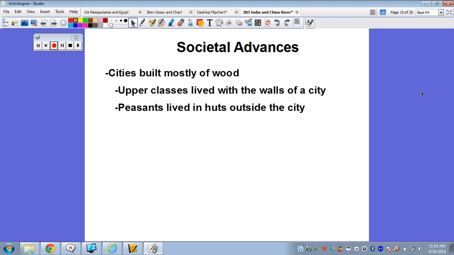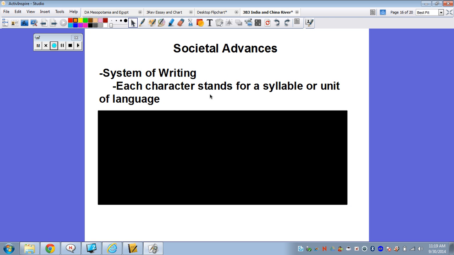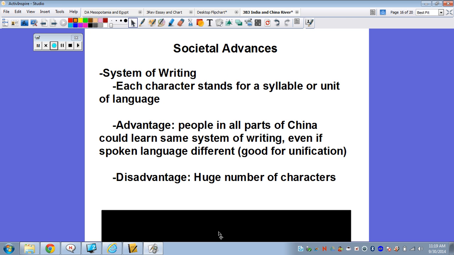The upper classes lived within the walls of a city, while peasants lived in huts outside the city. So cities were built of wood. They also had a system of writing where each character stands for a syllable or unit of language.